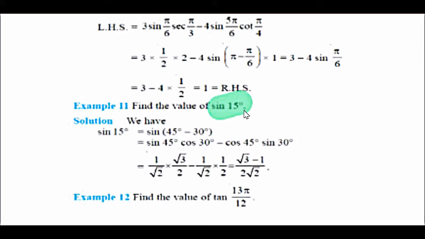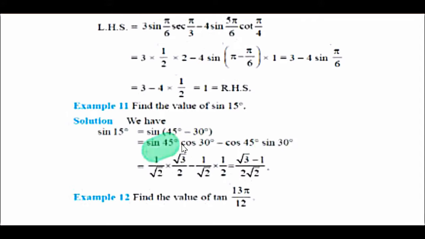We are not aware of sin 15 degree. So 15 degree can be written as 45 degree minus 30 degree. Now here comes the expression we have just derived. So sin of 45 degree minus 30 degree will give you sin A cos B minus cos A sin B.